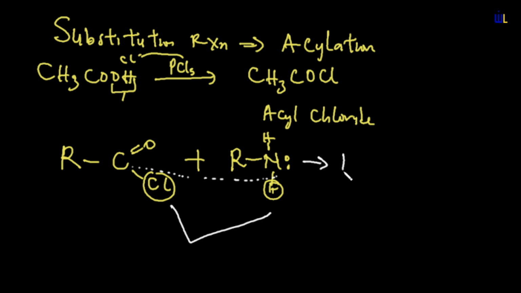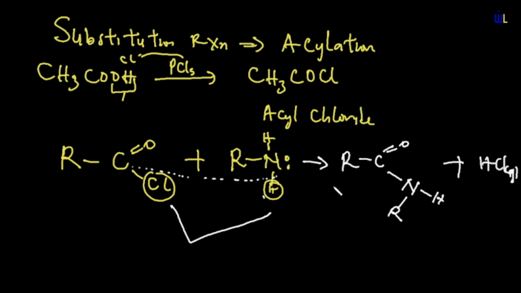So the product will now be R attached to C double bond O. Instead of having chlorine here, this nitrogen now forms a bond. Remember that the nitrogen initially was attached to hydrogen and the alkyl group. Then on the other side, hydrogen combines with chlorine to form hydrogen chloride gas. So anytime an acyl chloride reacts with an amine, automatically you get an amide.